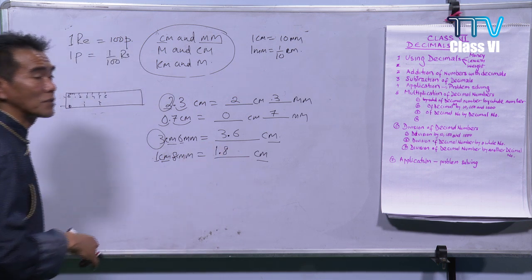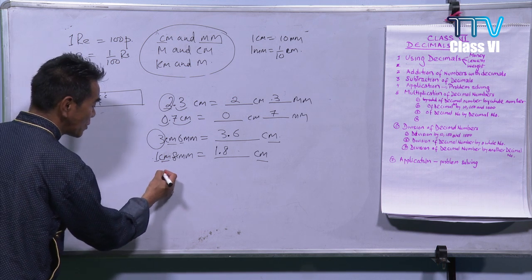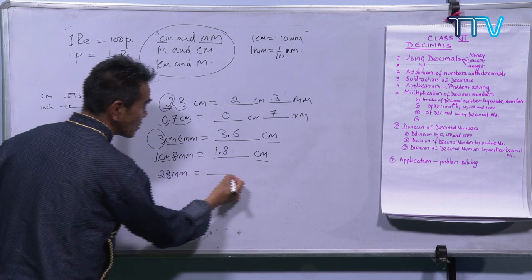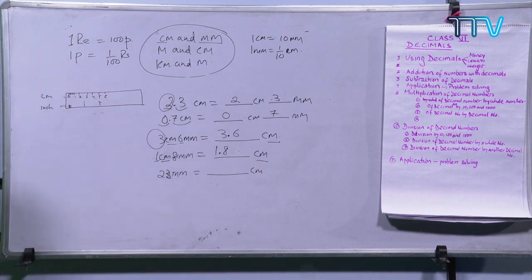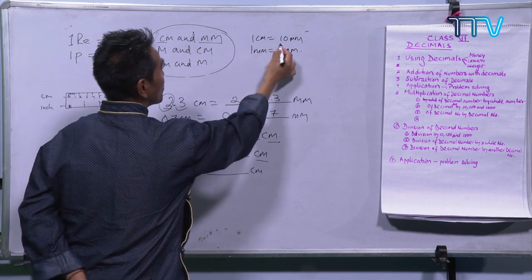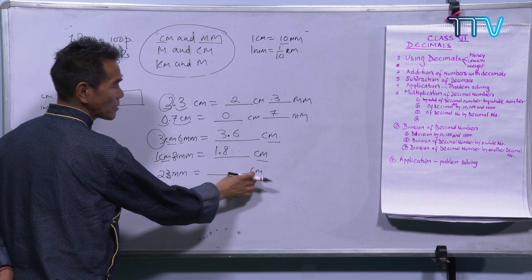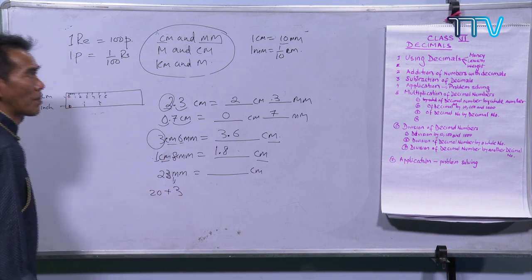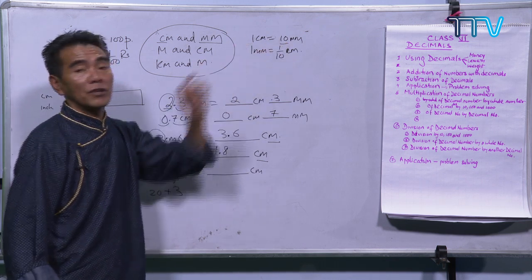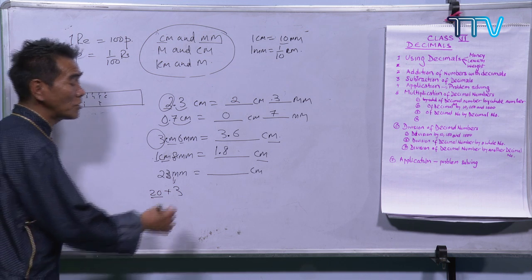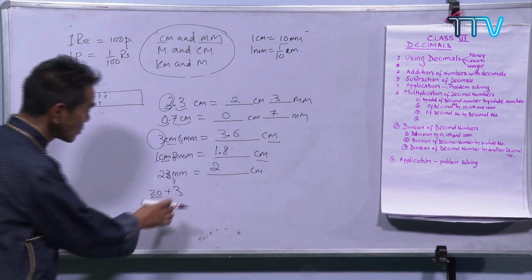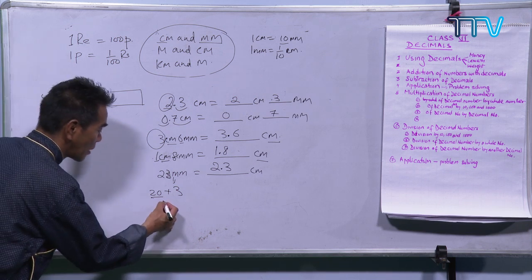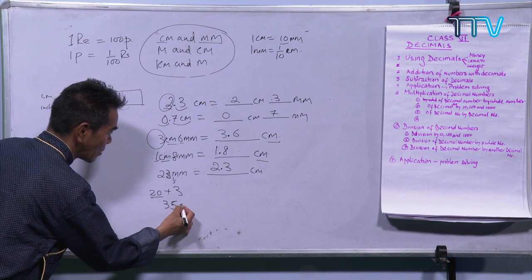Okay, 1.8 centimeter. 23 millimeter. And to change to centimeter: 20 plus 3. The 20 is 2, so 2 centimeter to the nearest centimeter, and the decimal point is 3. 2.3 centimeter.